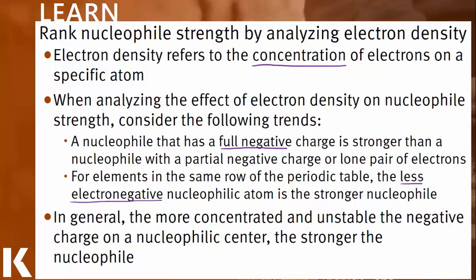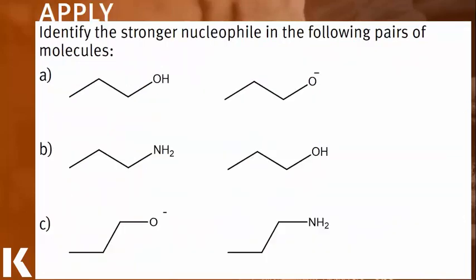Finally, generally, having lots of electrons in one place, like an atom that has a full negative charge, is going to be a little unstable, and that's why this ends up being a better nucleophile. Unstable molecules are high energy, and so they're looking for a place to get rid of that energy, looking for a place to react. And so they react faster. And remember, faster nucleophiles are stronger nucleophiles. So let's do some examples.